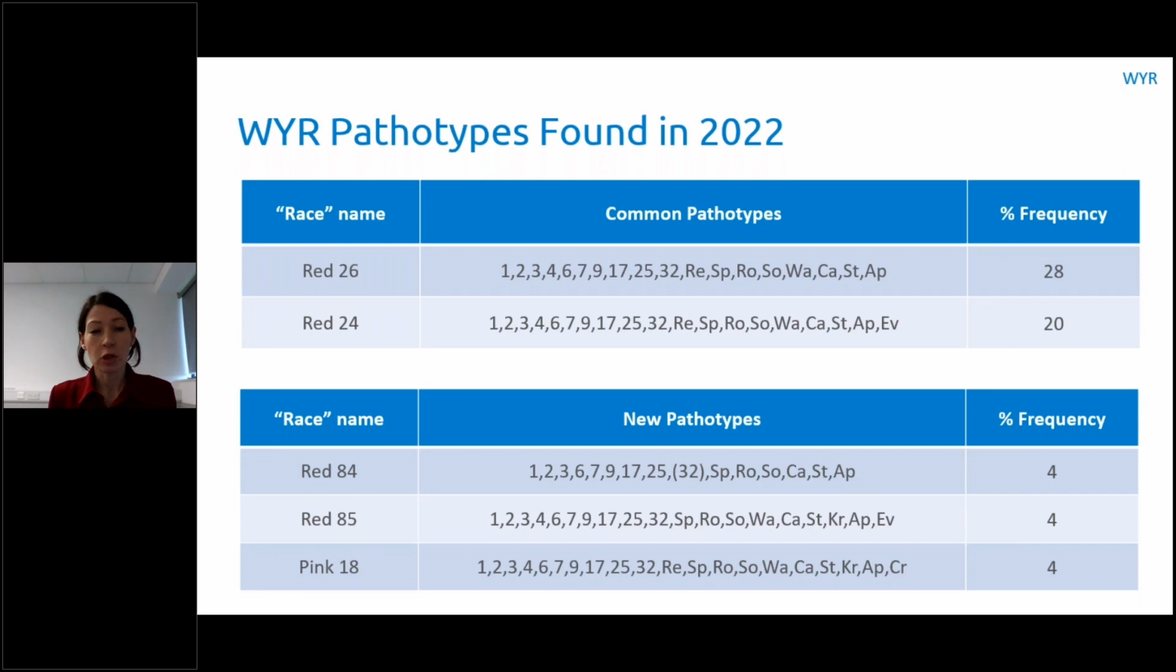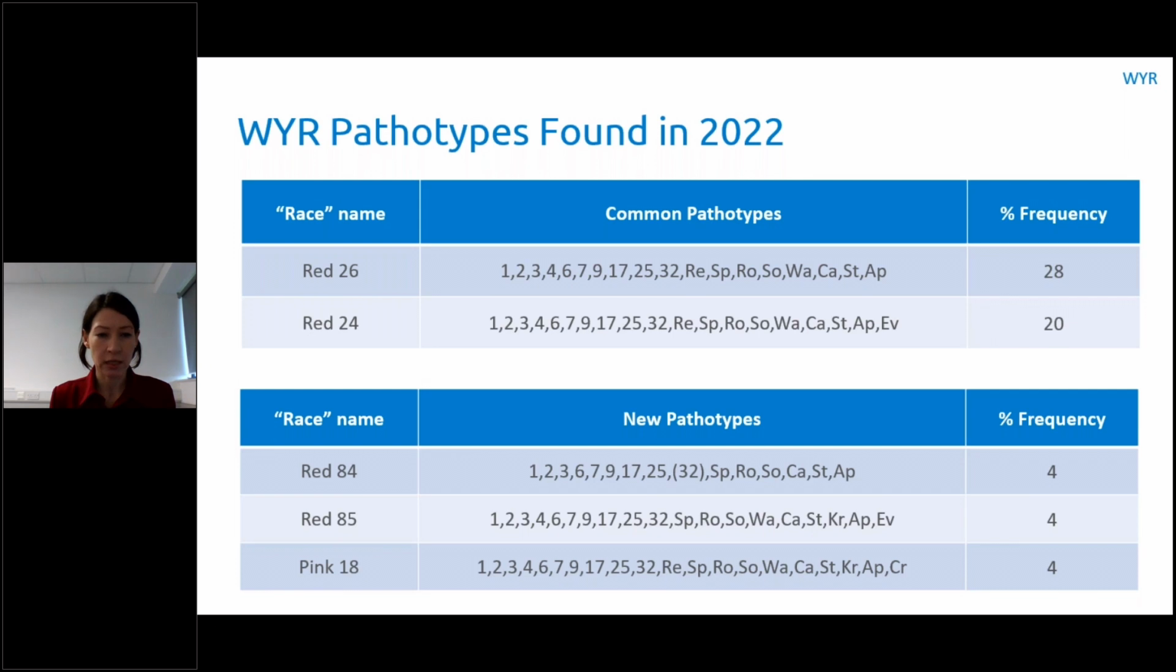So we did have some new pathotypes. We had Red 84, which was only in 4% of isolates. So that one was new because it had a virulence for YR4, so it didn't infect our YR4 differentials. It was avirulent on Rendezvous and avirulent on Warrior. And you can see the 32 is in brackets. That's because we have two YR32 differentials in our tests, and it only infected Avocet 32. It didn't infect Carstens 5, and usually virulence for those two goes hand in hand.